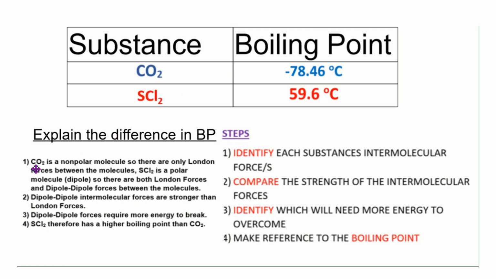So step one. Carbon dioxide is a non-polar molecule, so there are London forces between the molecules. SCl2 is a polar molecule, which is called a dipole, so there are both London forces, because London forces exist with everything, and dipole-dipole forces between the molecules. Then compare the strength of the intermolecular forces. Dipole-dipole intermolecular forces are stronger than London forces. So SCl2 has dipole-dipole and London forces, and CO2 only has London forces, and the dipole-dipole forces are much stronger. So we say dipole-dipole forces require more energy to break. That's because they're stronger. Make reference to the boiling point. SCl2 therefore has a higher boiling point than CO2.